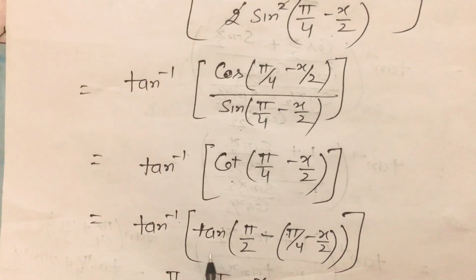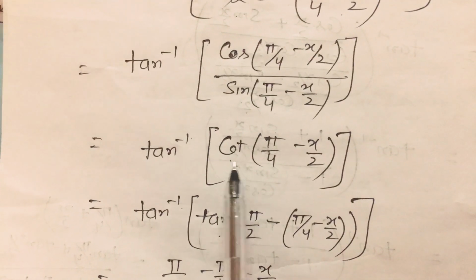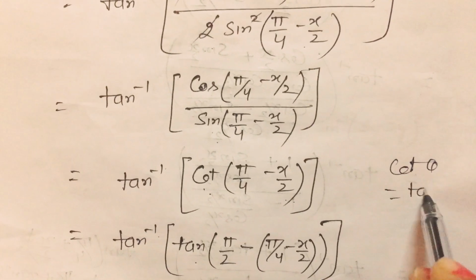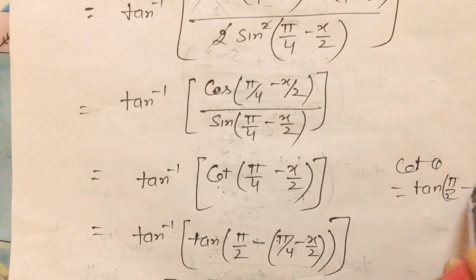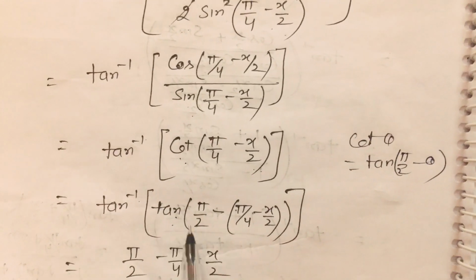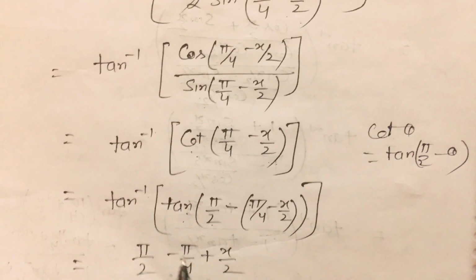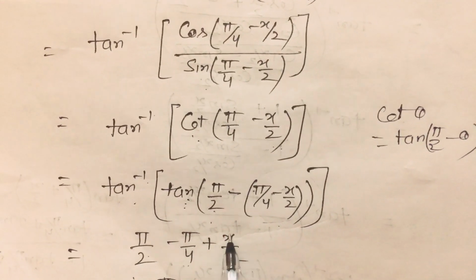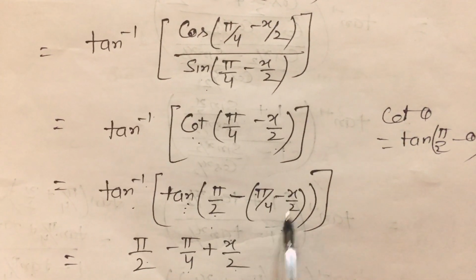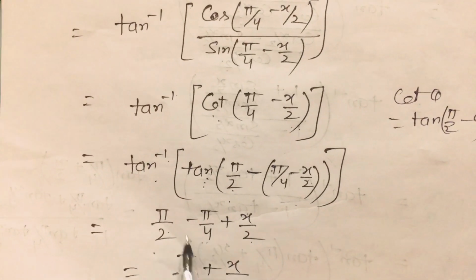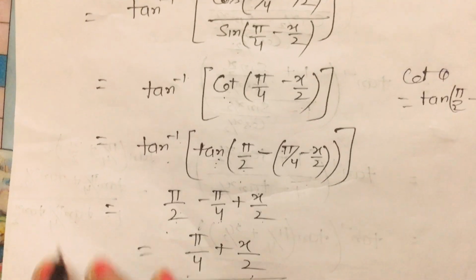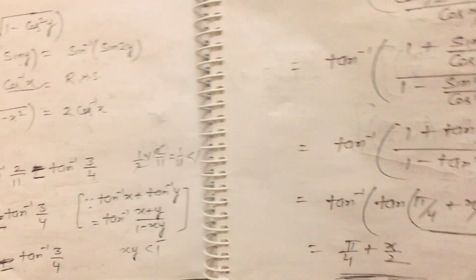So it will be tangent inverse tangent cot. We can write cot theta. We know that cot theta is equal to tangent of pi/2 minus theta. So we can write tangent of pi/2 minus theta. So tangent inverse cancels with tangent, so it will be pi/2 minus pi/4 plus x/2, and since it is minus, we take the opposite sign here. So pi/2 minus pi/4, it will be pi/4 plus x/2. This is the same as this answer. You can do it either way, by using that or this.